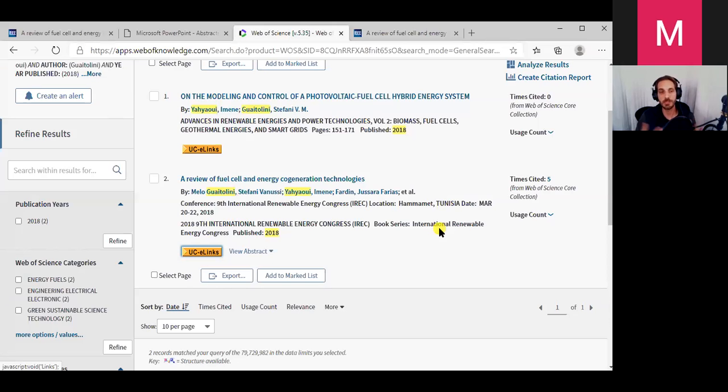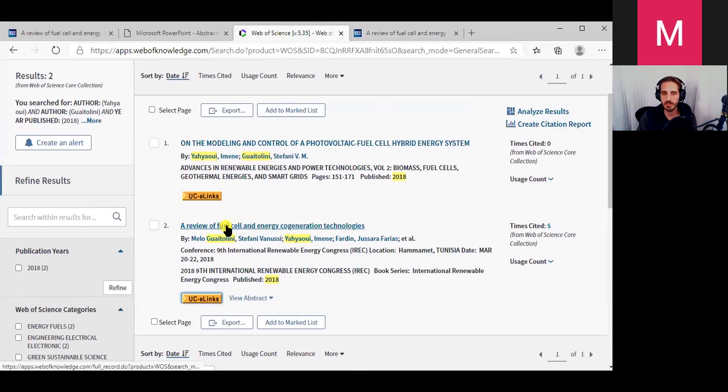The real benefit of the ISI Web of Knowledge is to figure out what sort of came before that paper that was relevant to that topic and what came after that paper that was relevant to that topic. In order to do that, if you click on the title of the paper itself in ISI Web of Knowledge, so this A Review of Fuel Cell, I'm going to click right here.